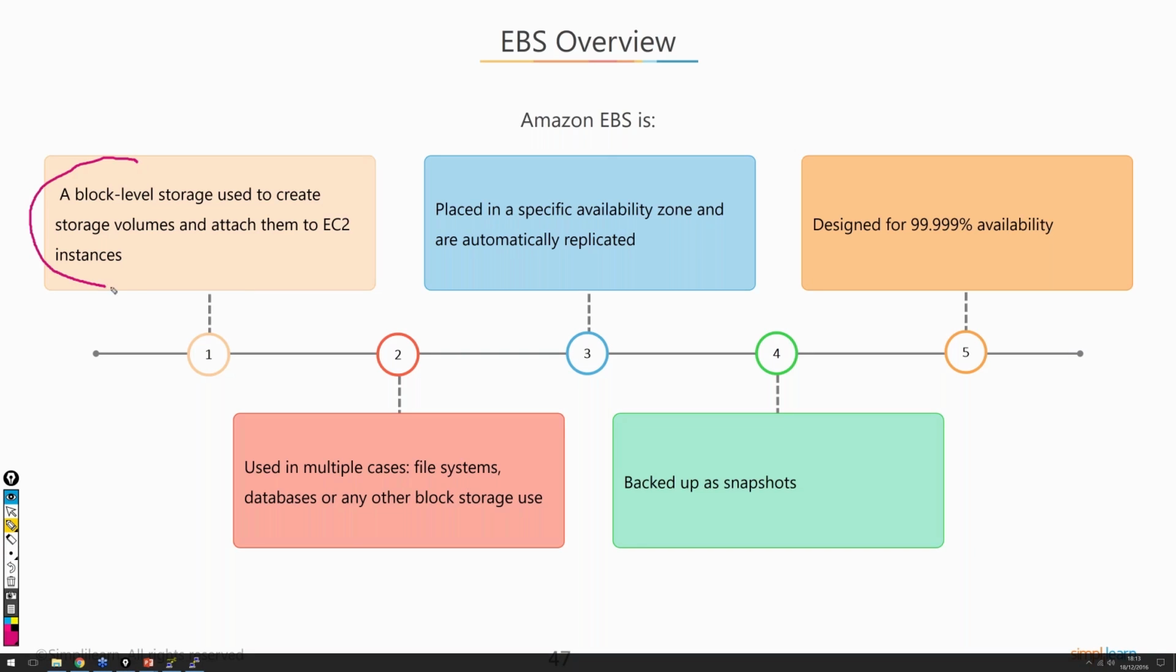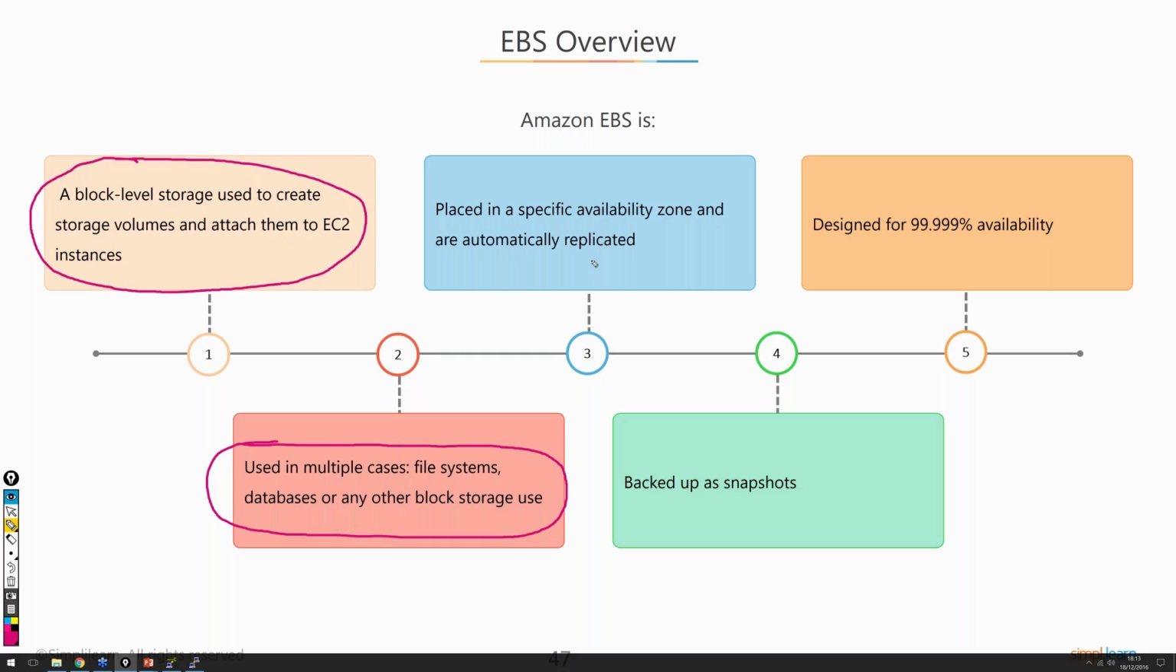Again, a block level storage used to create storage volumes and attach them to EC2 instances. You use them in multiple cases. You use them as file systems, databases, or any other block storage. In this case, you can attach it to the instance, and you can treat it as a hard drive. That's all it is. You place them in specific AZs, which is availability zone, and they are automatically replicated.